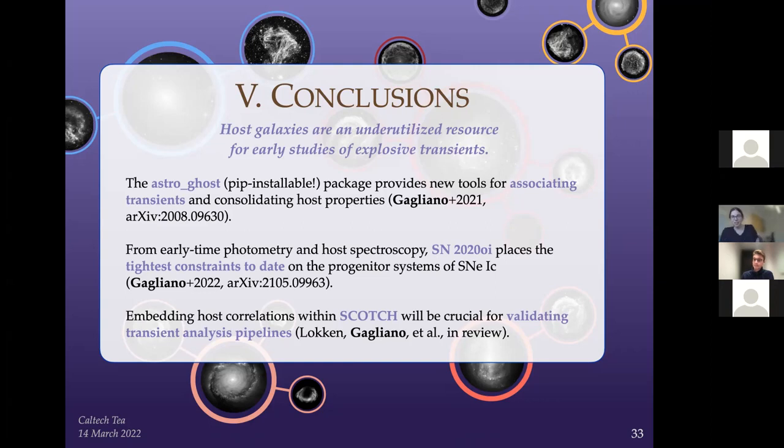So you mentioned that you are the PI of 2 Gemini proposals to study the early explosions. So what type of early explosions are you most interested in? Are they all similar to the 2020 OI or some other types?